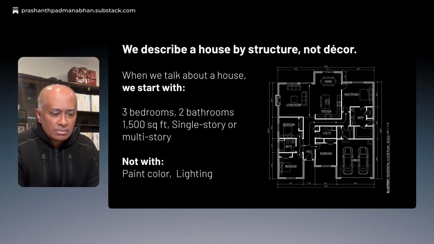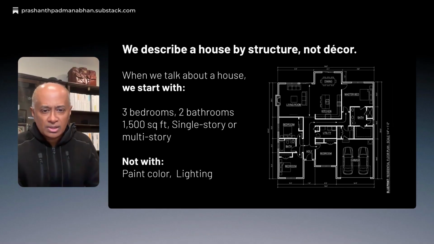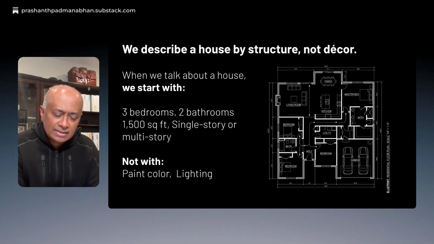When we describe a house to a realtor, for example, we don't describe the house by its decor. We don't say, I want a house which is blue in color or which has a door on the side or anything like that. Instead, we normally start by describing the structure of the house. For example, we'll say we would like a three-bedroom, two-bath house, which is 1,500 square feet. It is single story or multi-story and so on.